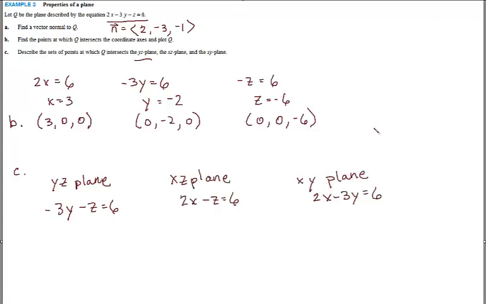Alright guys, pretty straightforward so far, isn't it? Just making the parallel between three-dimensional space and two-dimensional space, and you're not really doing anything different. It's just now we're in 3 dimensions.